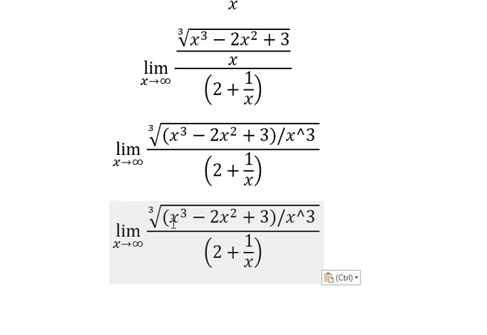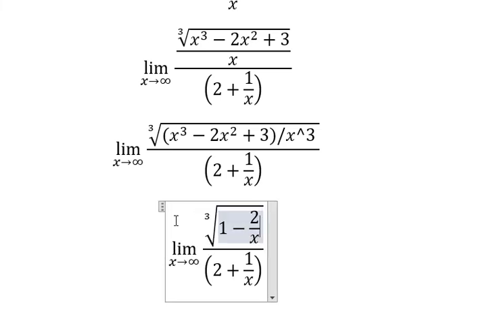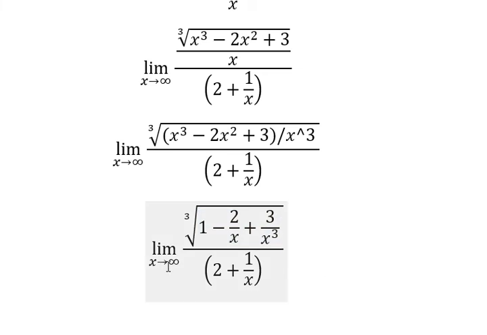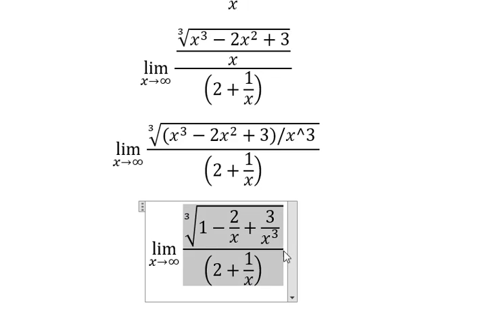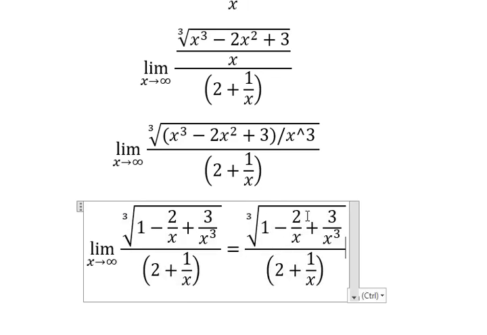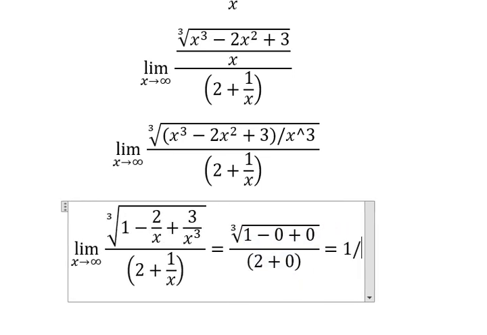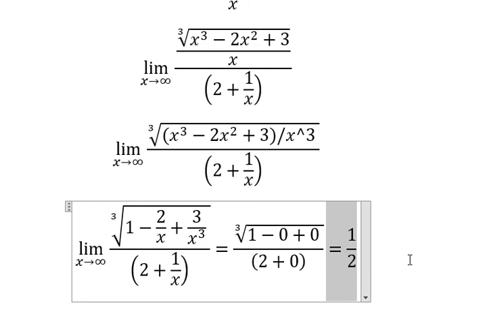Now, s to the power of 3 divided by s to the power of 3. Similar for this one and this one. So we will have about 1 minus 2 over s plus 3 over s to the power of 3. When s approaches positive infinity, this one you got about 0, 0 and 0. And now we have the final answer. If we simplify, we will have about 1 over 2. And this is the final answer.